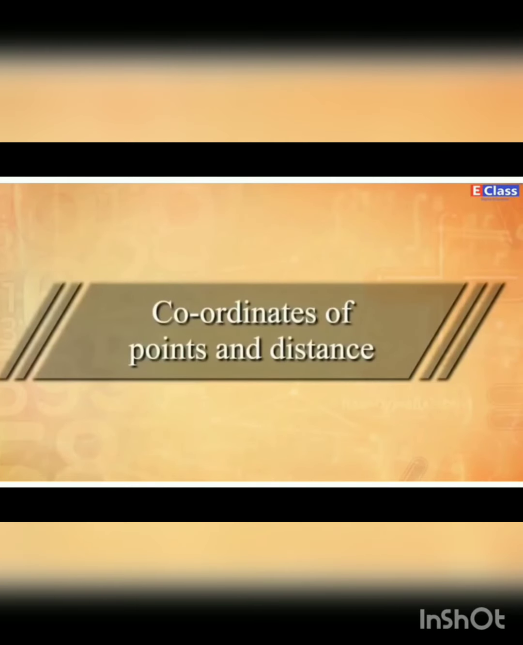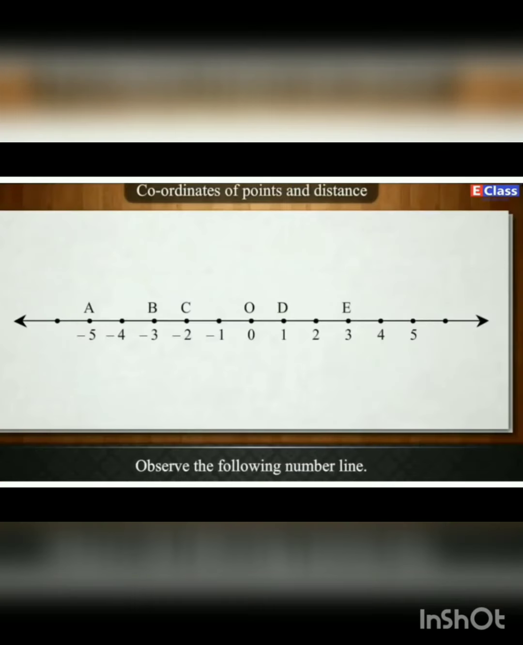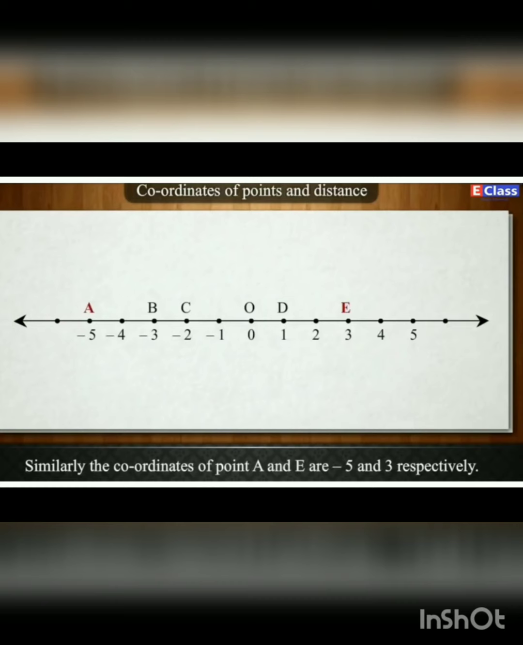Coordinates of points and distance. Observe the following number line. Here, the point D on the number line denotes the number 1. So, it is said that 1 is the coordinate of point D. The point B denotes the number -3 on the line. Hence, the coordinate of point B is -3. Similarly, the coordinates of points A and E are -5 and 3 respectively.